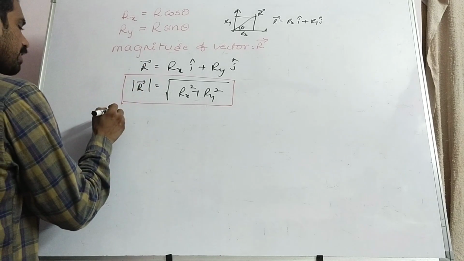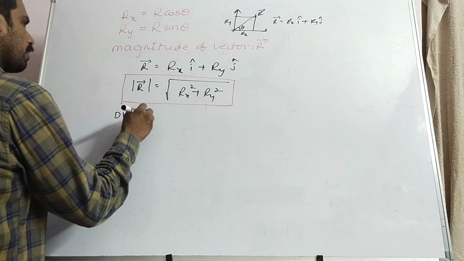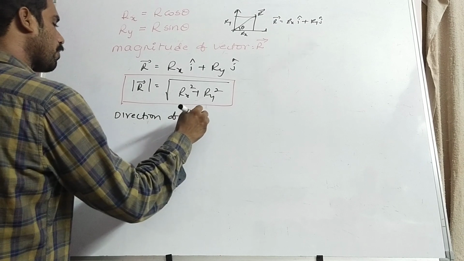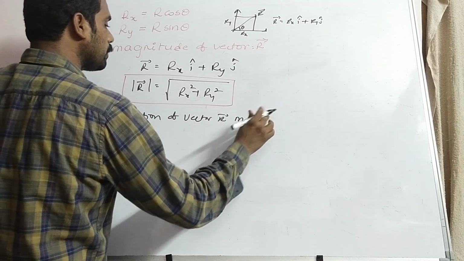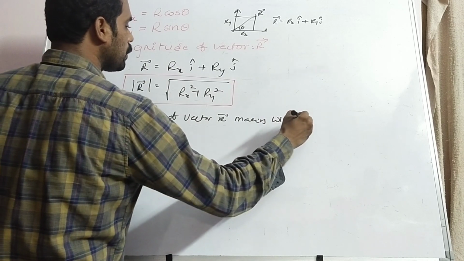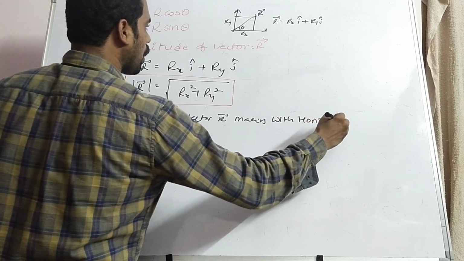Then what is the direction? Direction of vector r bar making with horizontal.